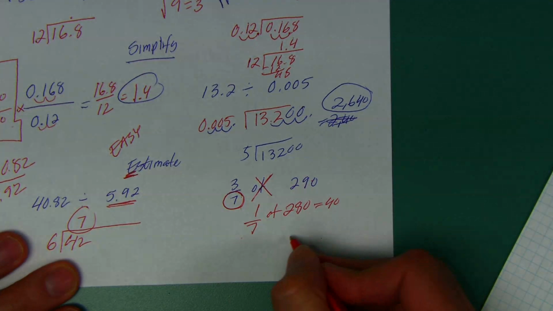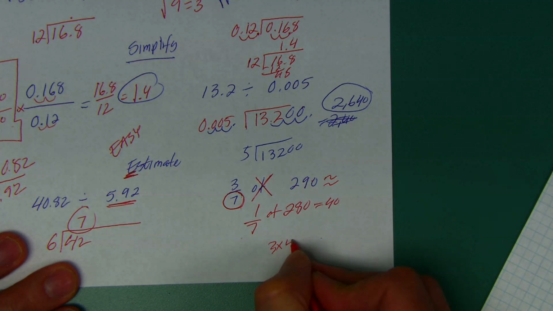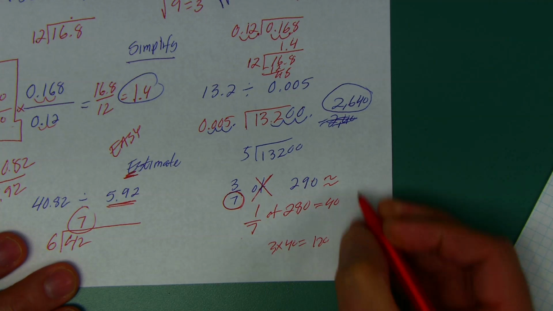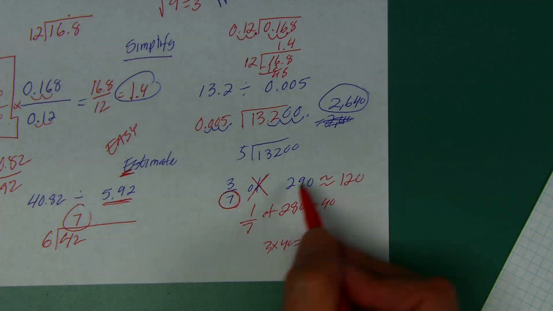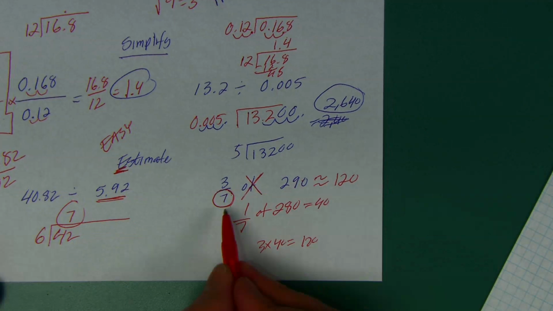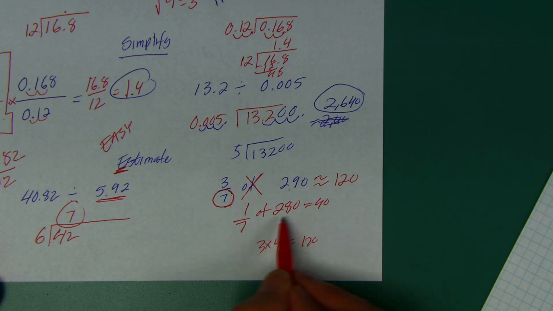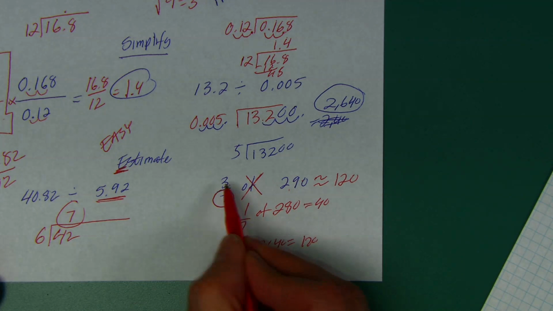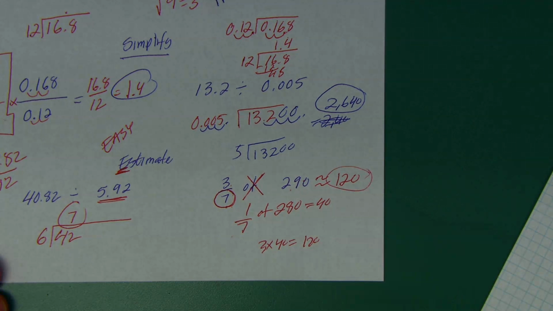1/7 of 280 is 40. 3/7 of 280 is 3 40s, which is 120. So my estimate for 3/7 of 290: I'm looking at that 7, change that to 280. 7 goes into 280 40 times, and I take 3 of them. 3 times 40, my estimate is 120.